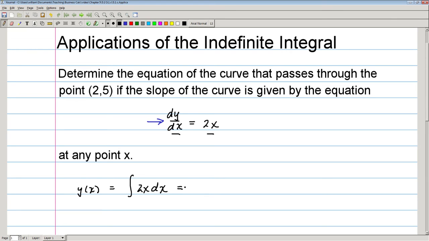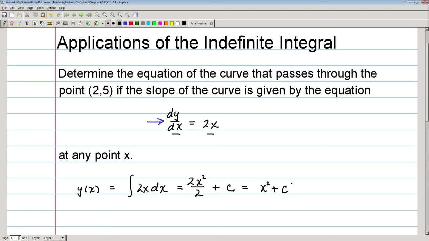We'll use the power rule for integrals. We'll increase the power by 1 and divide by 2, plus c. And this family of functions represents all possible antiderivatives of the expression 2x. We can simplify this expression a little bit. But we're not done. Remember, there are infinitely many of these. We don't know which of these to choose.